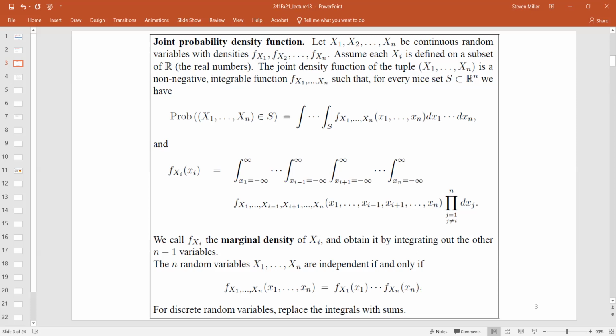So we often call these the marginal densities. And of course, if I just integrate this now from negative infinity to infinity, I would be integrating everything from negative infinity to infinity, and what would I get?